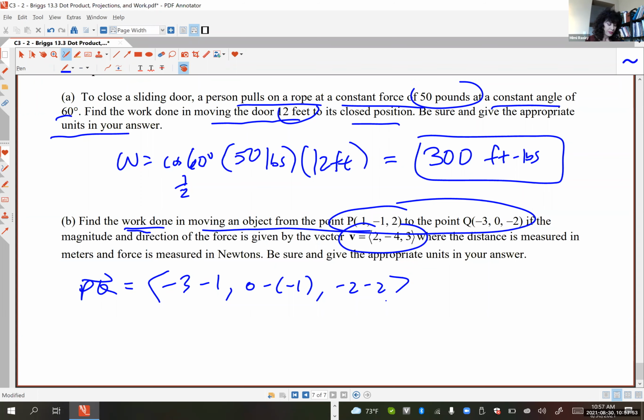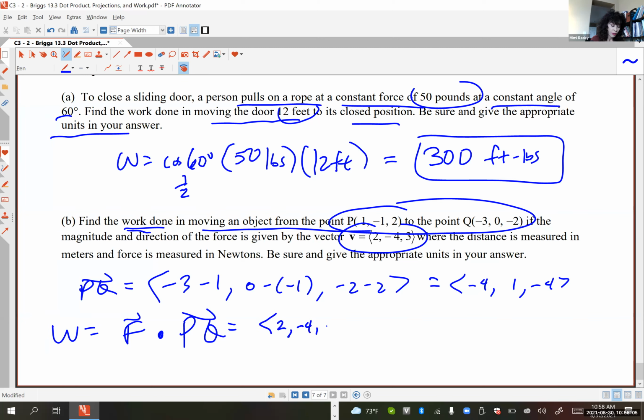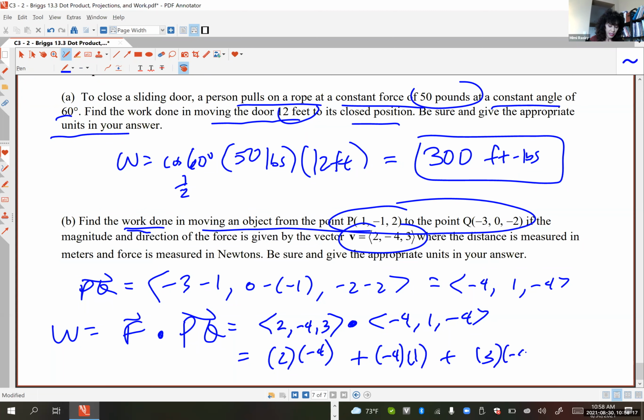So that's -3 minus 1, 0 minus -1, -2 minus 2, and I get <-4, 1, -4>, and then work is F dot PQ, and so you're going to take your force vector <2, -4, 3> dot product with <-4, 1, -4>: 2 times -4 plus -4 times 1 plus 3 times -4, whoopsie daisy, and I get negative. Can you have a negative amount of work done? Yep. You can have 0, negative, or positive for work. It's a scalar.